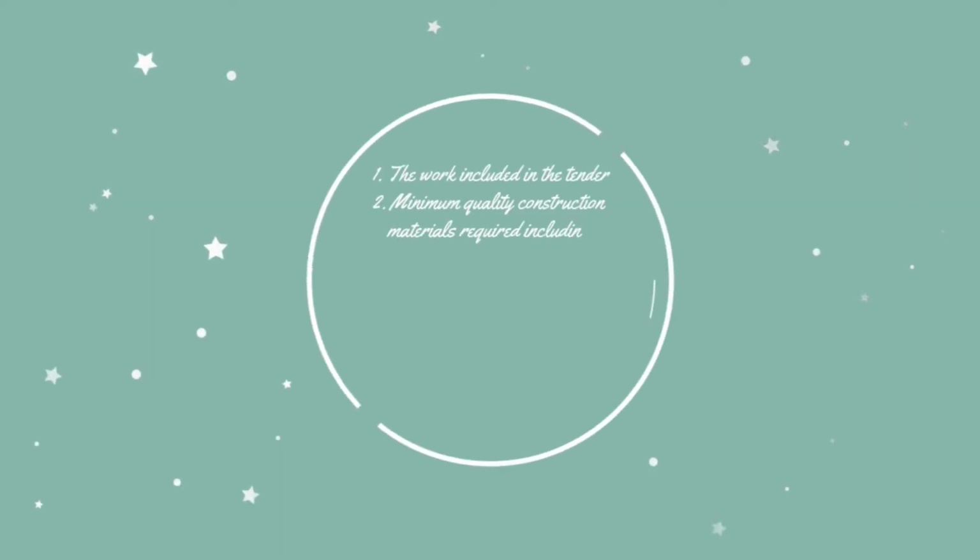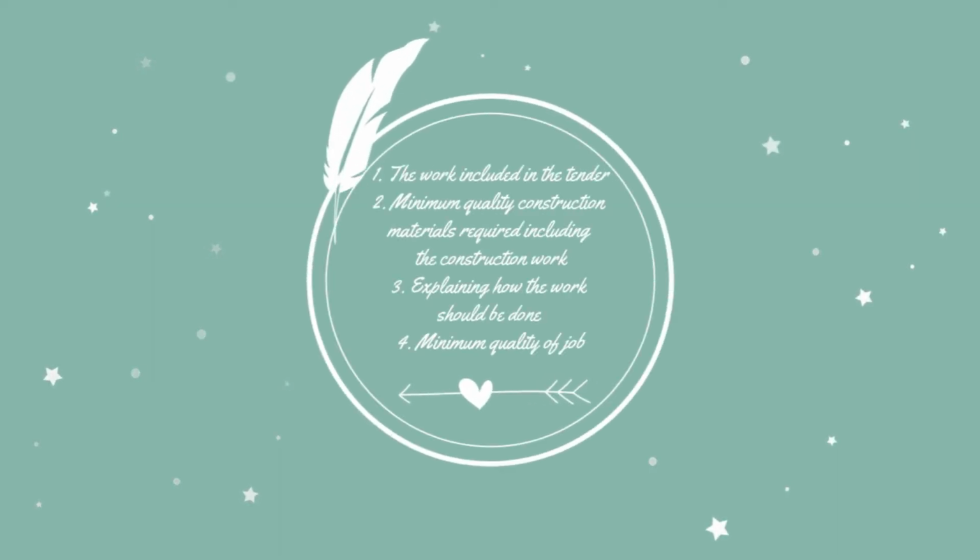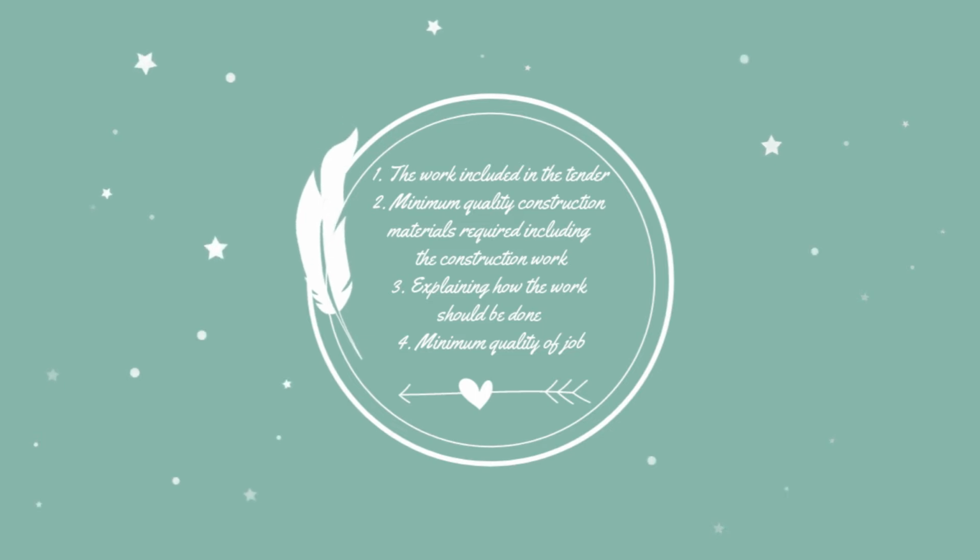The second one is the specifications. Things that are involved with the contract are the work included in the tender and the minimum quality of construction materials required, including the construction work. The third is explaining how the work should be done. And the fourth is the minimum quality of the job. For the explanation, there is a standard specification that can be used, and any standard specification has more advantages. And I let you know that the selection of the standard specification must be compatible with the construction to be performed.